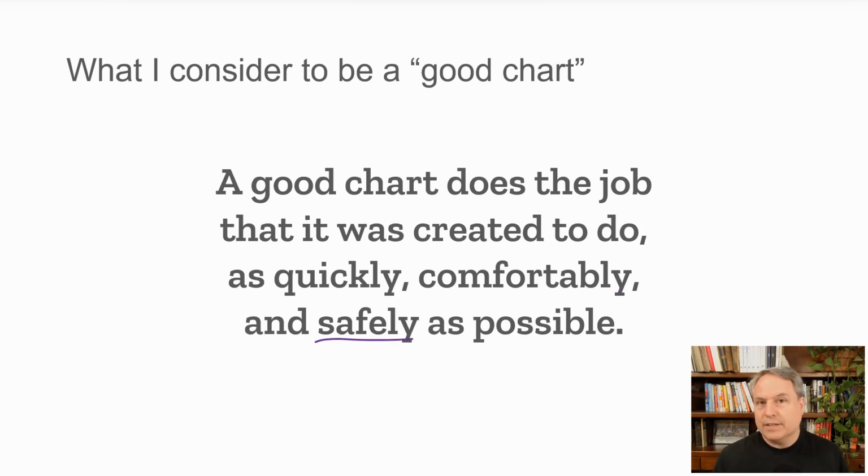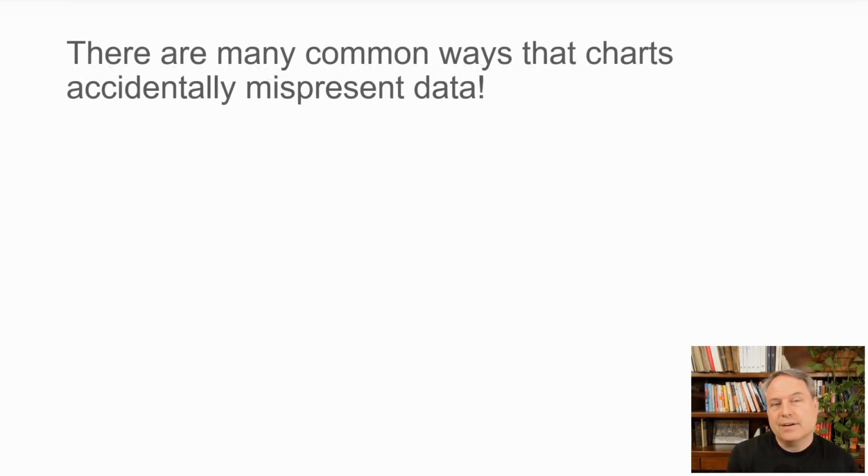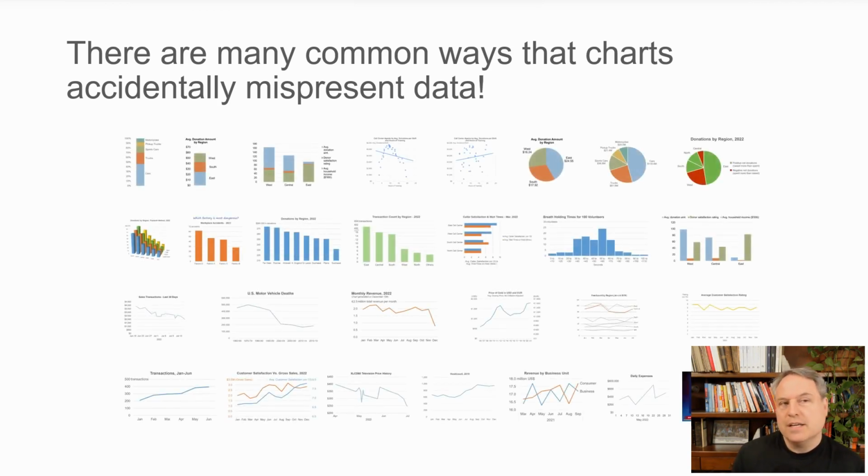And then safely. This simply means that it poses the lowest risk possible of the audience misinterpreting the data in the chart. And this is actually really important because there are a lot of ways that charts accidentally misrepresent data, even when the chart creator was not trying to deceive anyone. In fact, each one of these thumbnails represents a unique way of accidentally misrepresenting the data, and yet is the kind of thing that you'll see all the time, unfortunately, in the wild.